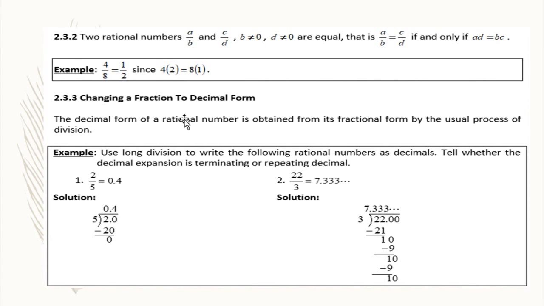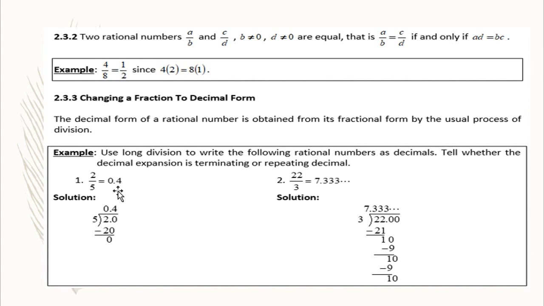Okay, changing a fraction to decimal form. The decimal form of a rational number is obtained from its fractional form by the usual process of division. Example, how to change a fraction to decimal. Use long division to write the following rational numbers as decimals. Tell whether the decimal expansion is terminating or repeating decimal. So number 1, 2/5, is equal to 0.4.